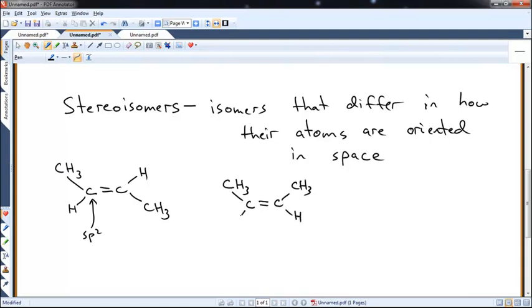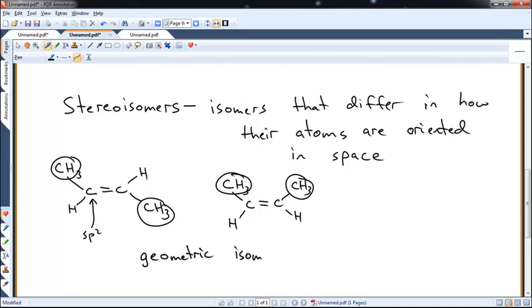No, because here I have one methyl group that is on one side of the double bond, on the top side as it's drawn on the piece of paper, and the other methyl group is on the bottom side. Those are different from each other. Here I have one methyl group on the top side and the other methyl group on the top side, right? So what we call these are geometric isomers, or sometimes also called, and I prefer this terminology actually, cis-trans isomers.